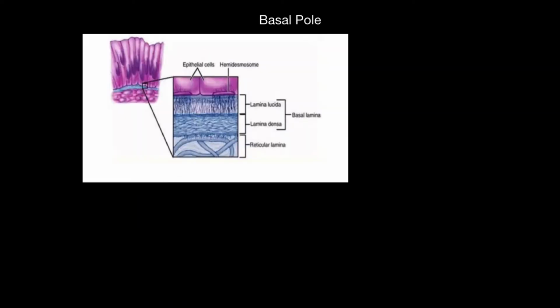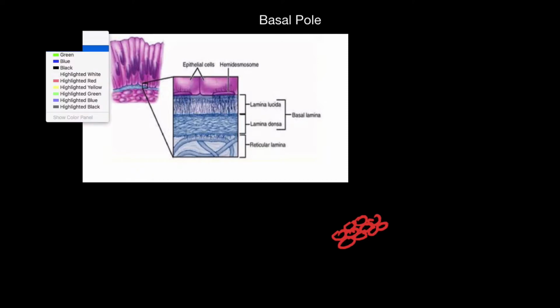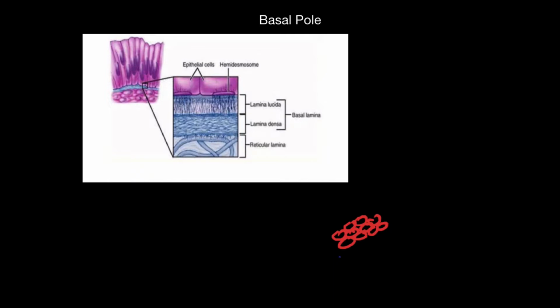Now, if you look at the basal pole, on the other hand, remember I said that the epithelial tissue is so tightly packed together like this. Actually, it's so tightly packed that there's not going to be any place for blood vessels or capillaries to fit in between the cells. So they're going to need to get their nutrients in some other way. And they get that through what is called the basal membrane, right here.